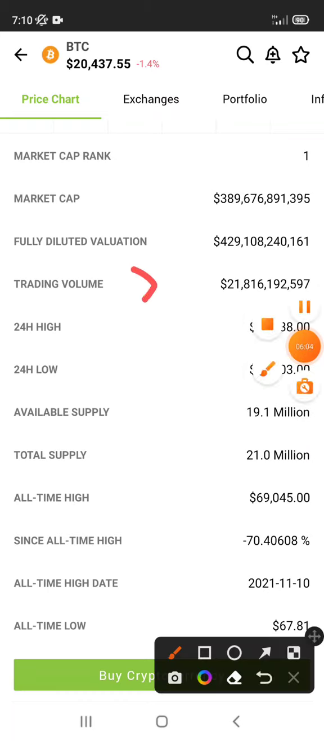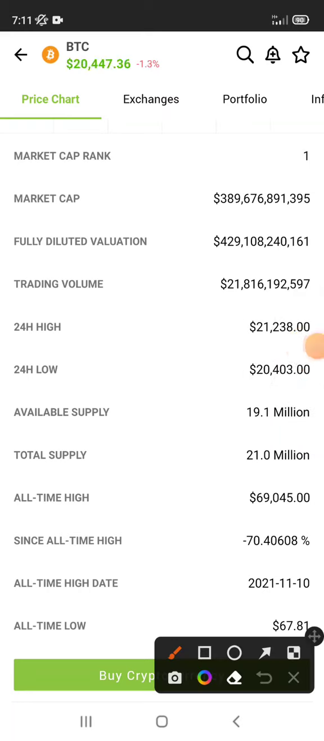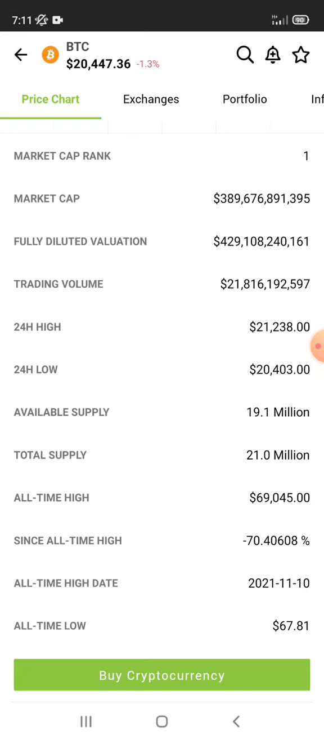So that is that. Let's go to the next one. The next one is 24 hours high. 24 hours high means in the past 24 hours, the highest price of the currency. So as we are using Bitcoin, it means in the past 24 hours Bitcoin has gotten a higher value of $21,000. Then 24 hours low is the opposite, which means in the past 24 hours Bitcoin has attained the lowest price of $20,400.